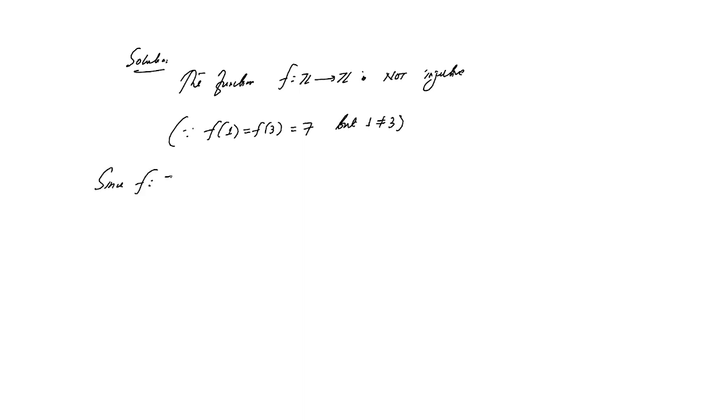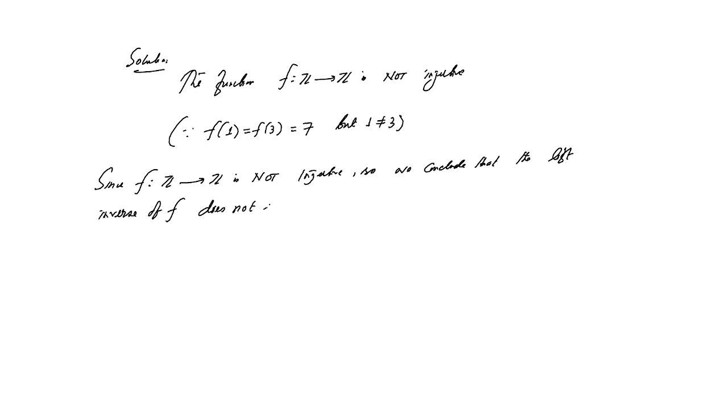Because if a left inverse exists, then the function must be injective. Since f from Z to Z is not injective, we conclude that the left inverse of f does not exist. So this information is sufficient. Why does the left inverse not exist? If it existed, then obviously we would show the left inverse.